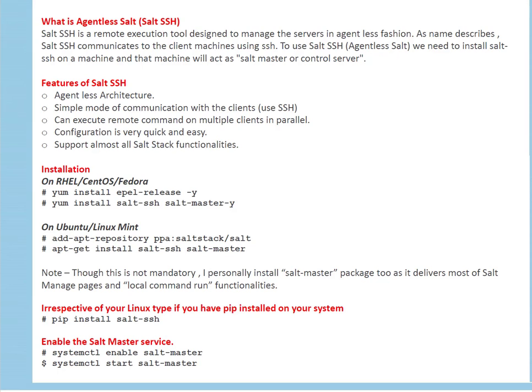And irrespective of your Linux type, if you have pip on your system, you can simply install Salt SSH using pip install salt-ssh. Once you finish installation, friends, just remember that you have to enable the salt-master service using systemctl enable, and you have to start it. So this is how installation can be performed.